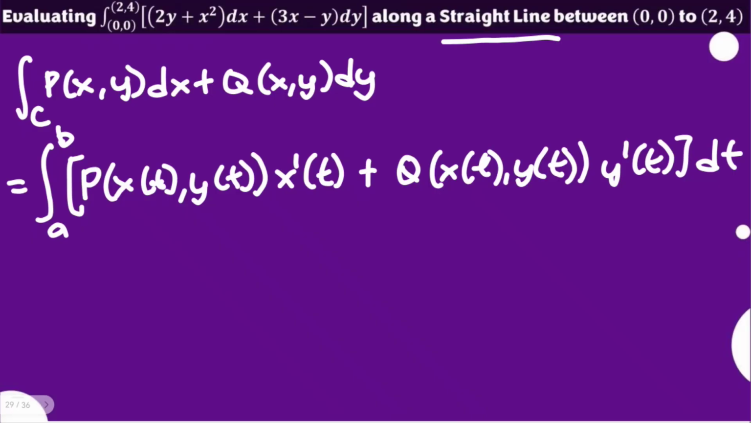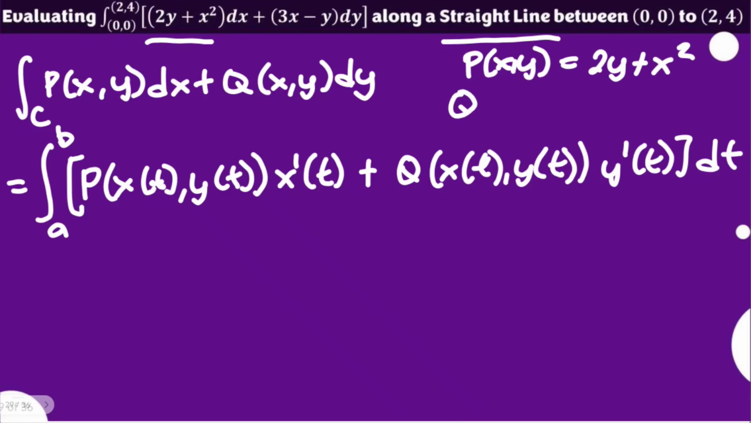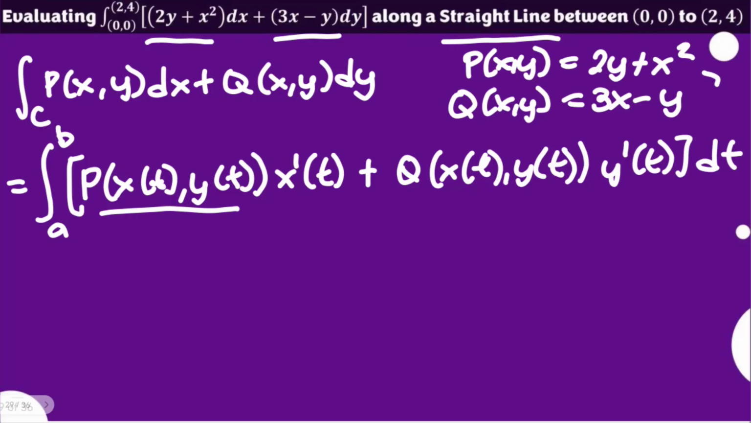Of course, given by the expression, your P(x,y), which corresponds to the function with dx, is 2y plus x squared, and then your Q(x,y), which corresponds to the function with dy, is 3x minus y. This is very important because later on, as we parameterize our x and y in terms of the variable t, we are going to substitute that here. In short, for this entire equation we need both x and y, unlike the previous videos, and the same for Q as well.